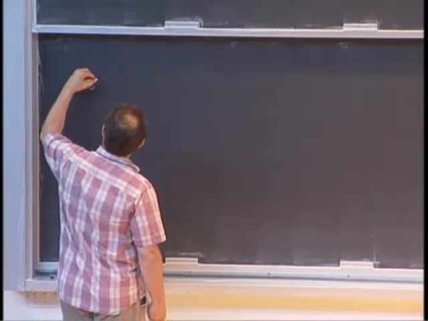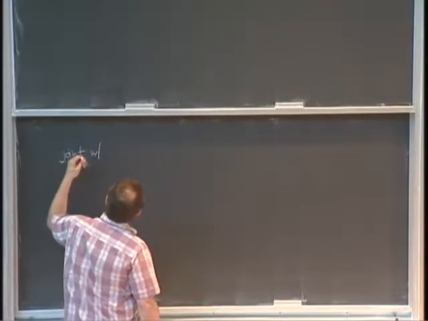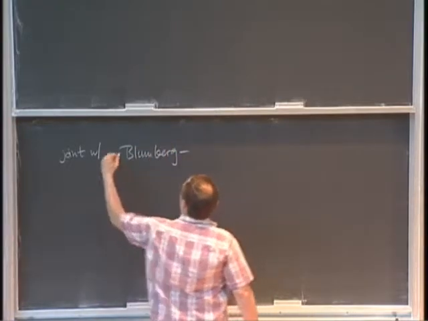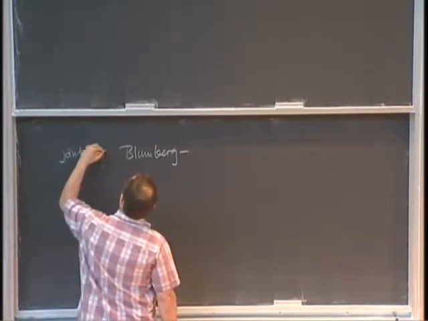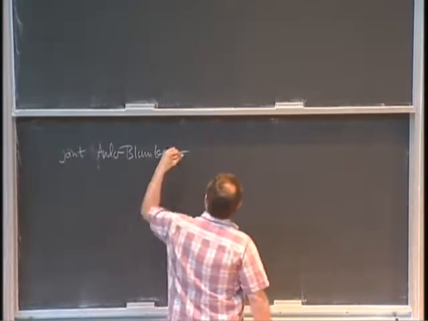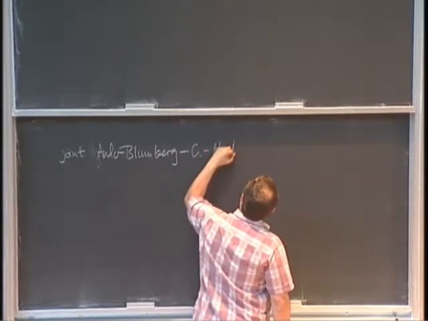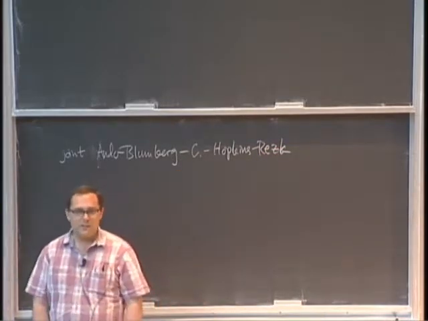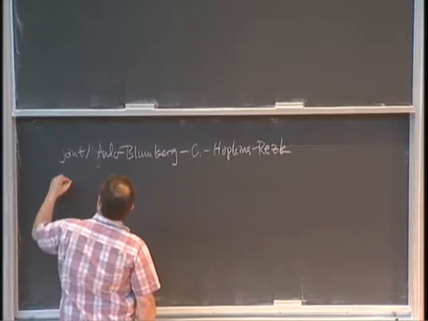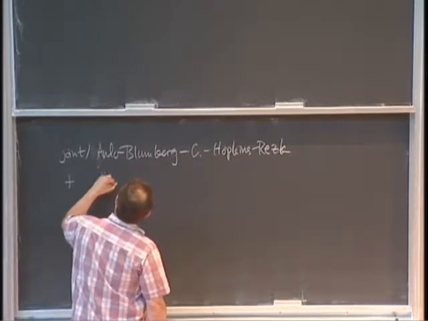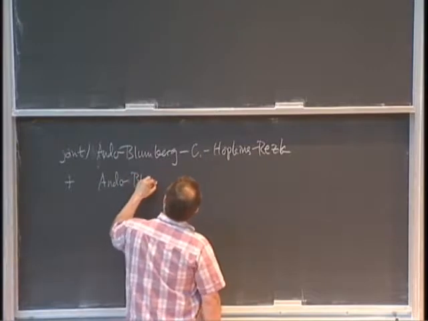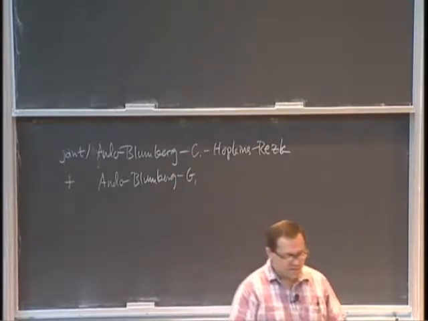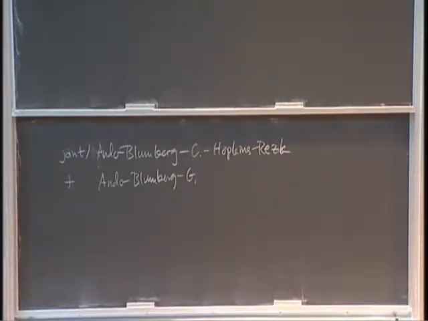So first some joint work with Blumberg. Okay, I already screwed up the alphabetical order here. Ando, Blumberg, myself, Hopkins, and Resk on generalized Thom spectra, and then further work with Ando, Blumberg, and myself on multiplicative properties of these and twisted umkehr maps.